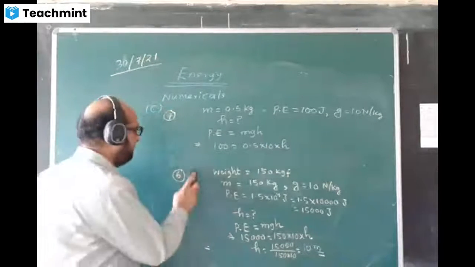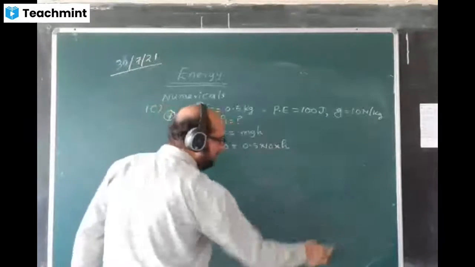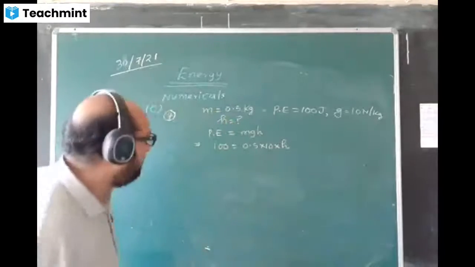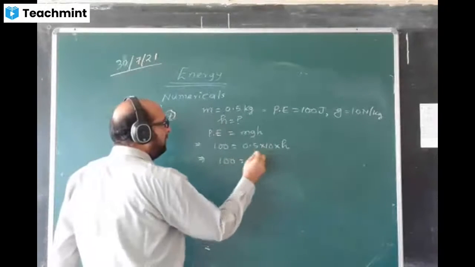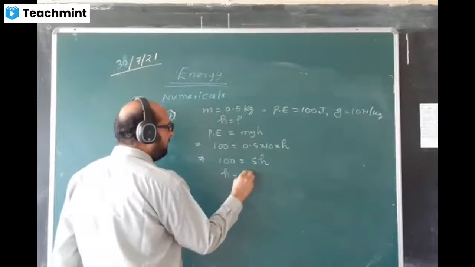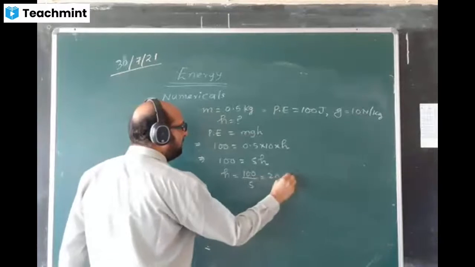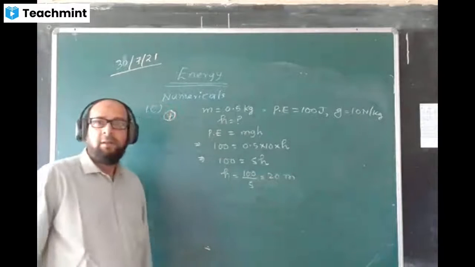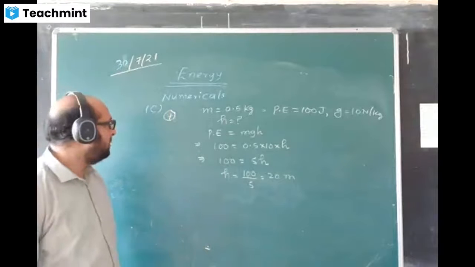Now we are finding it. 100, the point will remove 1 zero, we get 5h. Therefore h value is 100 divided by 5. Answer is 20 meters. Please check and let me know whether you have any difficulty in understanding.